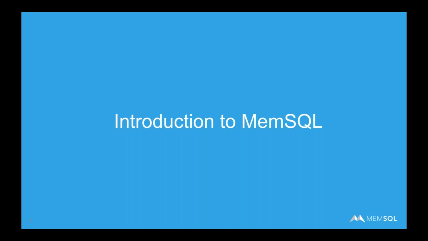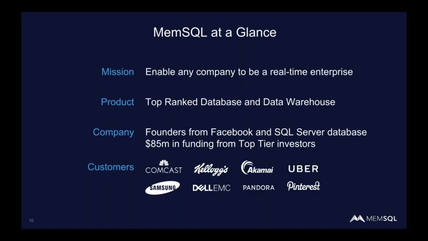So I'll do a little bit of backdrop as to who we are as a company for those that are new to MemSQL, the organization. Our focus is enabling any company to become a real-time enterprise, and that's really at the foundation of digital transformation, the ability to take advantage of data as it's coming in and respond to it when it matters most. We are a top-ranked database as well as a data warehouse, most notably by Gartner. Our founders started from working on the SQL Server core database for a number of years. They moved on to Facebook, learned distributed systems and very large-scale data processing, took that knowledge and created MemSQL.